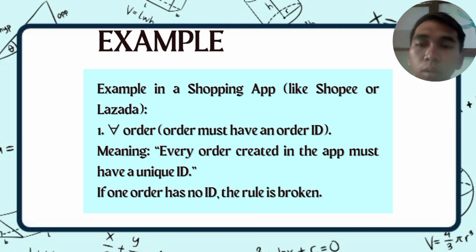Another example in a shopping app like Shopee or Lazada. Universal quantifier, order must have an order ID, meaning every order created in the app must have a unique ID. If one order has no ID, the rule is broken.